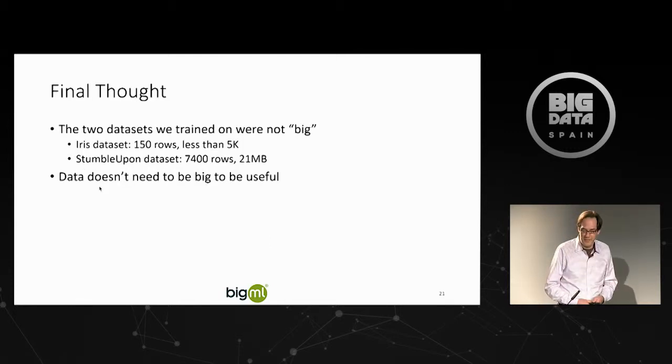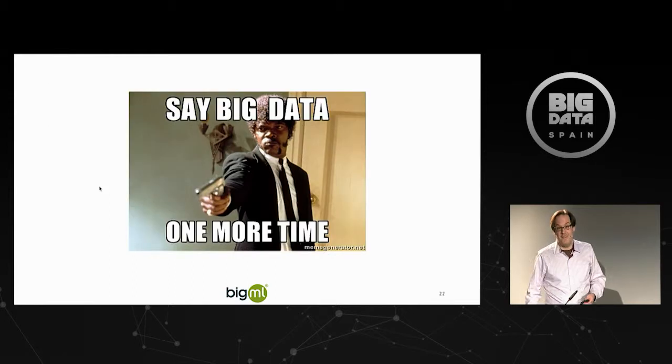One final thought. None of this data was big, right? The Iris data set was 150 rows. The StumbleUpon data set was 7,400 rows, each row representing a web page. And it was only 21 megabytes. And so, despite all the hype around big data, I hope I've demonstrated that data doesn't have to be big to be useful.